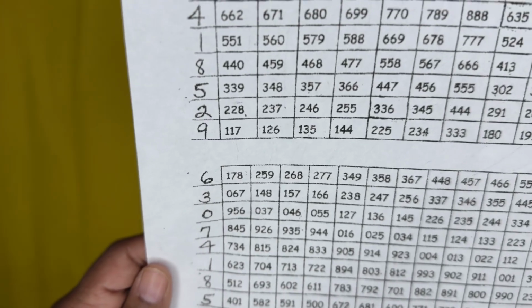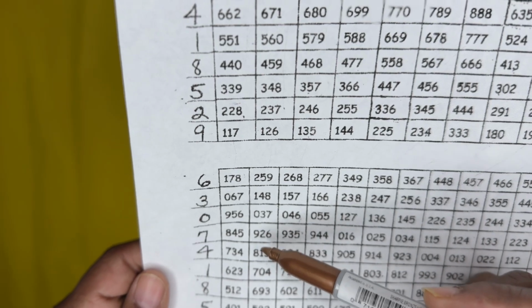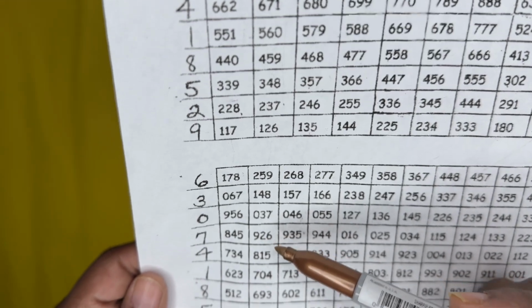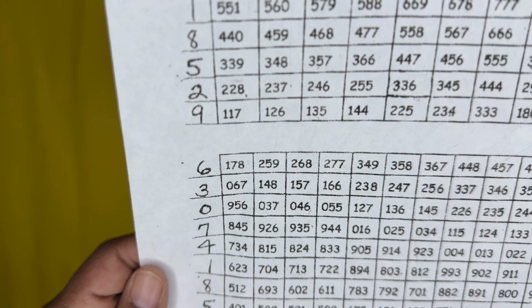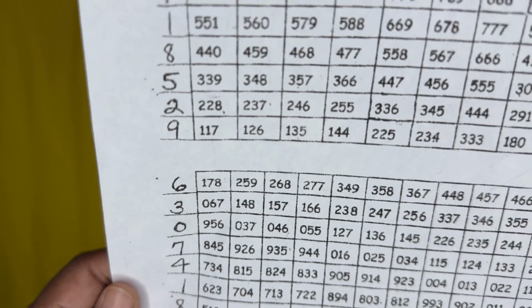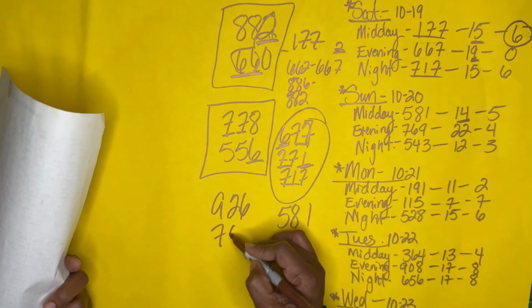But what you do is write the number above it and below it. So we have 926 and 704.